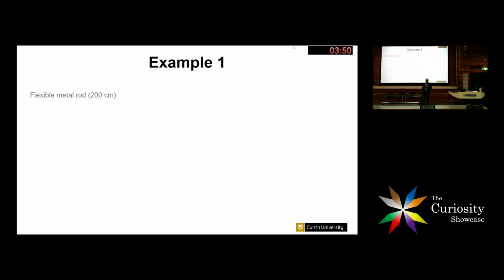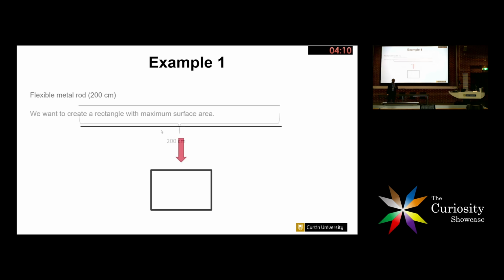I showed you three main components related to operations research and optimization. Now, I want to give you an example to see all of these components all together. Please assume that we have a flexible metal rod, and the length of that is 200 centimeters or 2 meters. We want to bend the corners in order to reshape that to a rectangle. And we want to have the maximum surface area for that rectangle.